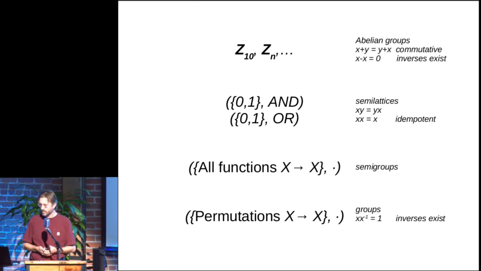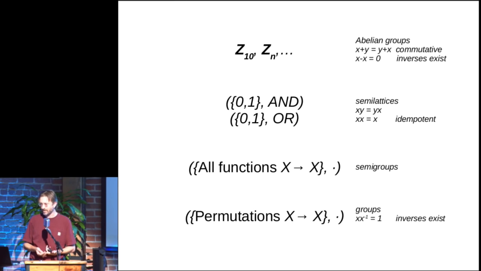So let's look at some examples. We've seen some abelian groups, these cyclic groups, integers modulo 10, modulo n, whatever. And abelian groups in general are the ones that are commutative, and of course they have inverses, x minus x equals 0. Those are the two things that make a group abelian. We're writing a plus and a minus there instead of multiplication just because that's historical standard.